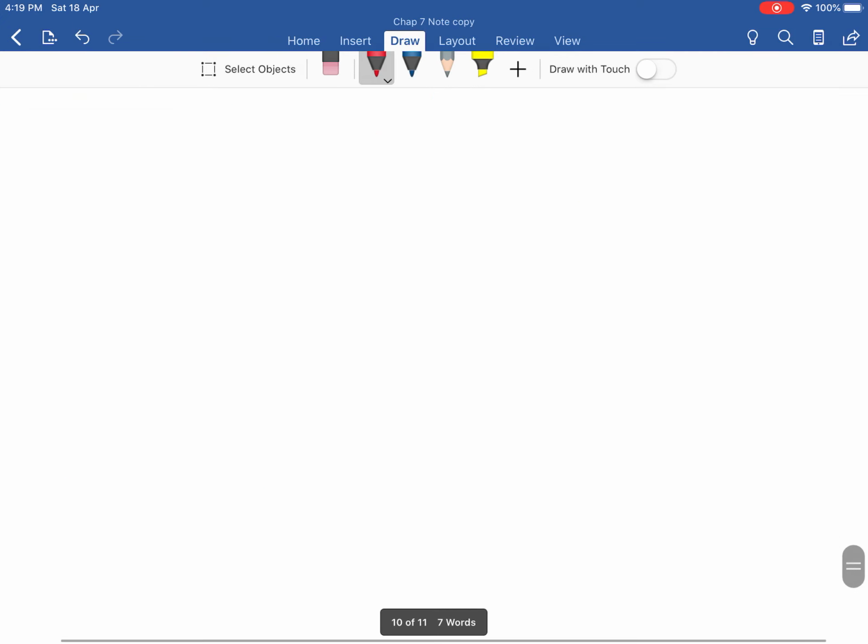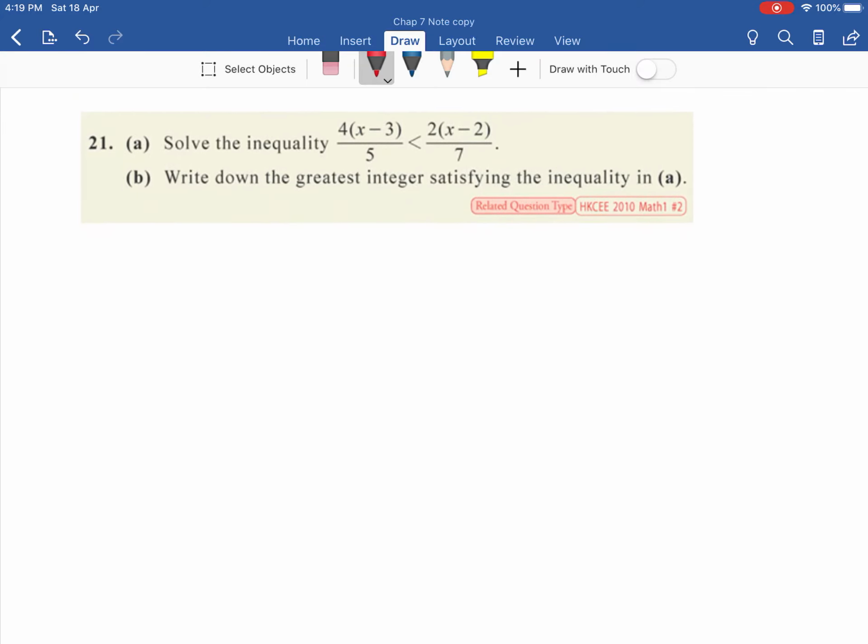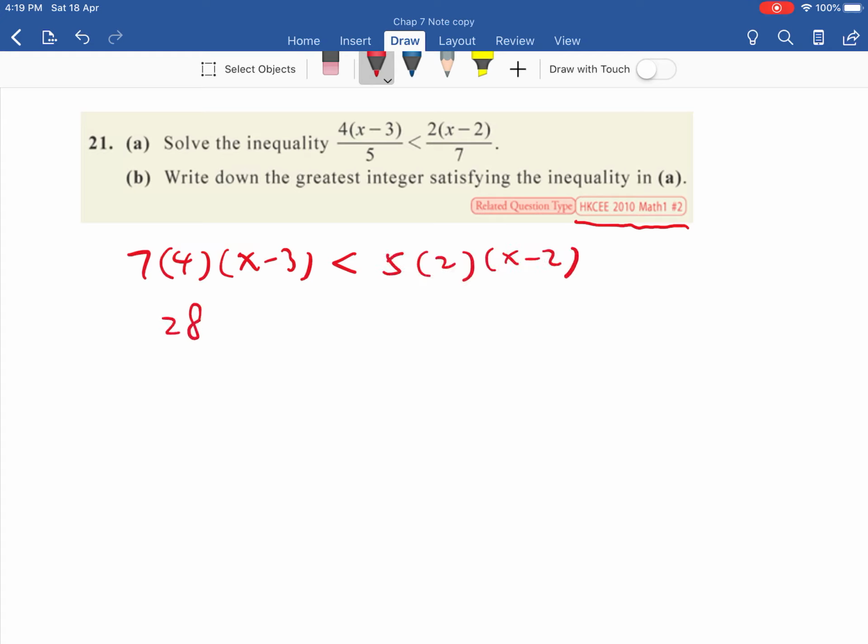I skip this question. You can do it on your own. And then I go to the last question. It's about a public examination question. Very simple, just like those before. I multiply the 7 here, I multiply the 5 here. 28x minus 28 times 3 is 84. Here, 10x minus 20.